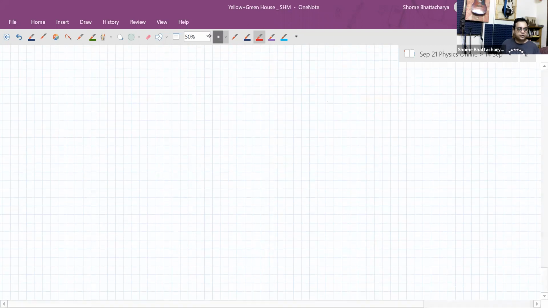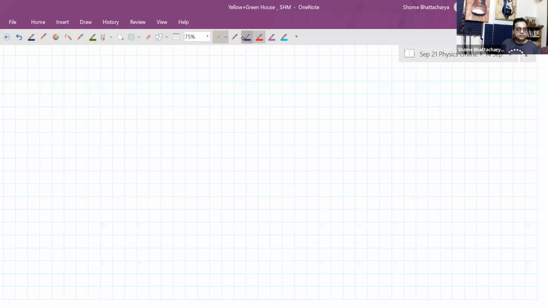Okay, so let's see first of all how we calculate the position of the center of mass. If you're working on it, just continue. I'll just briefly tell you.